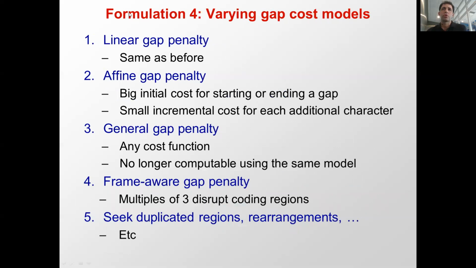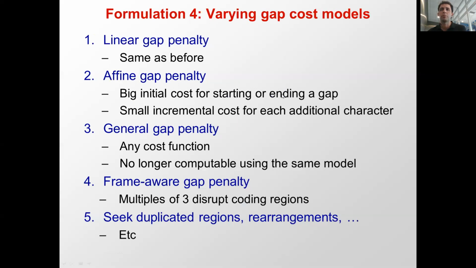There are further formulations, so you can start going beyond this linear gap penalty, which costs the same for every nucleotide that you insert or delete, regardless of how many nucleotides you have already inserted or deleted. An affine gap penalty basically has a big initial cost for starting or ending a gap.